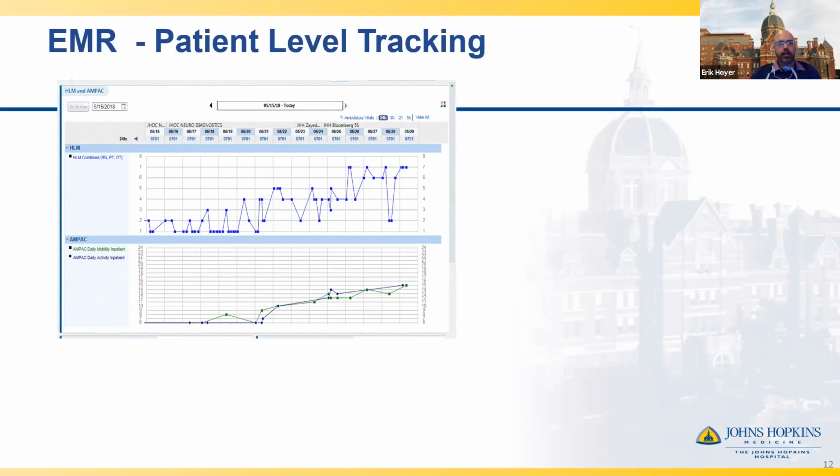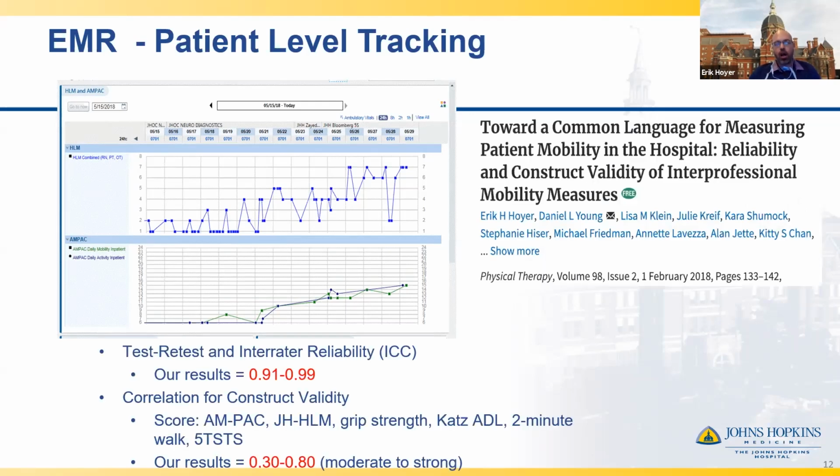So we've done studies to look at the psychometrics, in terms of, can nurses really do this well? One of the first studies that we published, a few years back now, had nurses going into patients' rooms with therapists observing those mobility sessions, and we were interested in looking at the test-retest and inter-rater reliability. We found that the psychometrics were excellent.